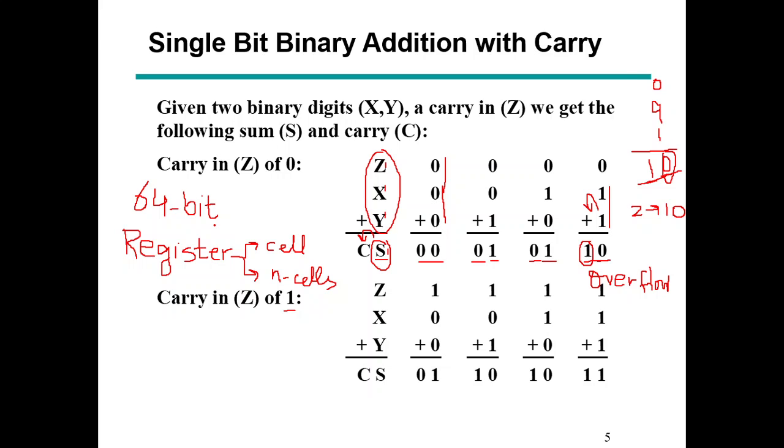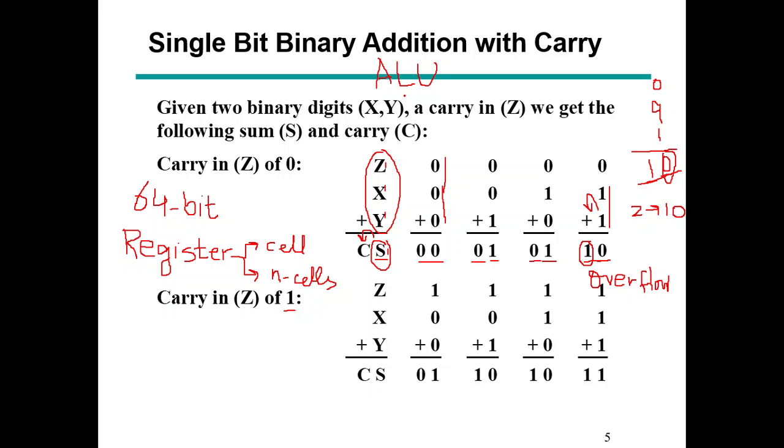That means internally it has 64-bit registers to store data, and it has a 64-bit ALU, arithmetic and logic unit. That means it can add 64-bit numbers, it can subtract 64-bit numbers, it can AND or invert 64-bit numbers, and the result is also going to be 64-bit.